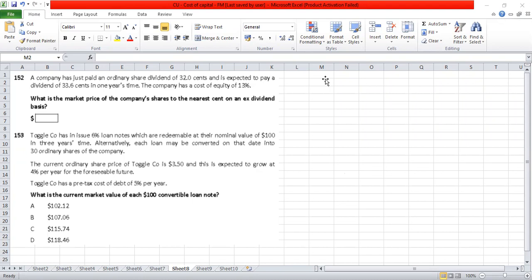Then 153, question number 153. The Toggle company has an issue of 6% loan notes which are redeemable at their nominal value of 100 in 3 years' time. Alternatively, each loan can be converted on that date into 30 ordinary shares of the company. The current ordinary share price of Toggle company is 3.50 and that is expected to grow at 4% per year for the foreseeable future. Toggle company has a pre-tax cost of debt of 5% per year. What is the current market value of each $100 convertible loan note?